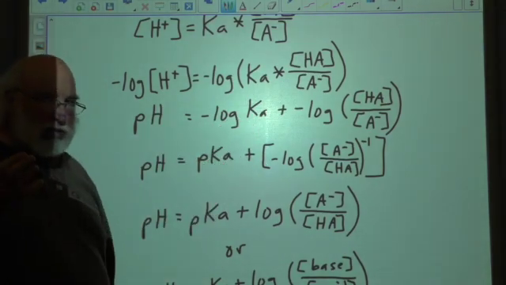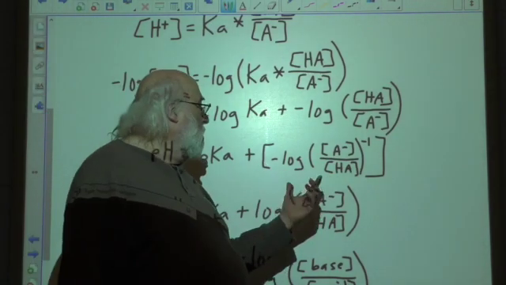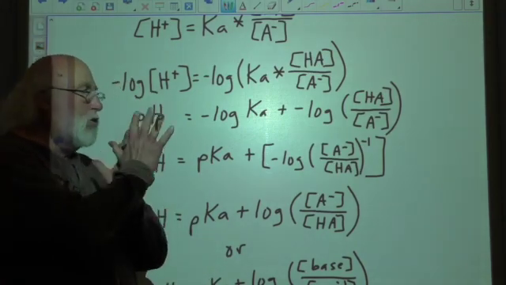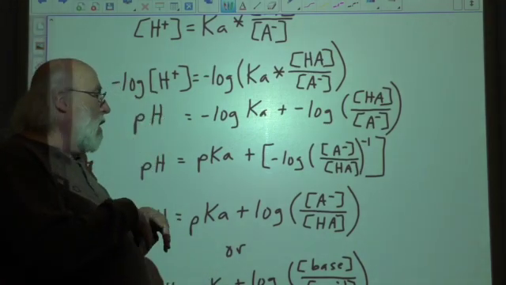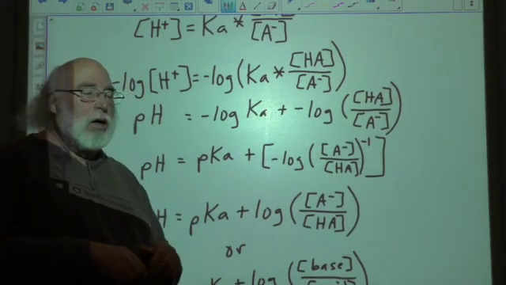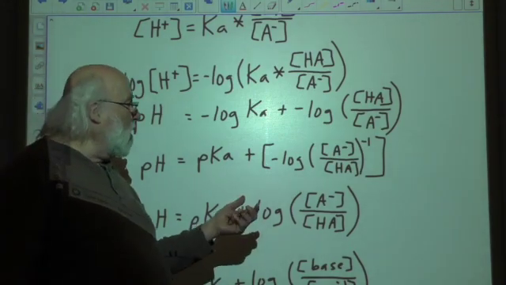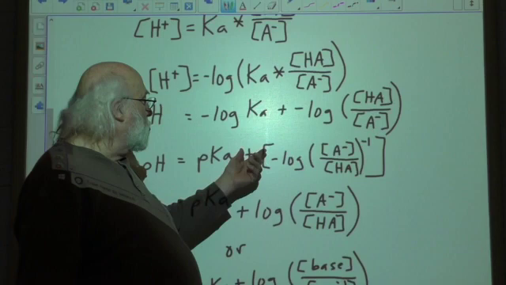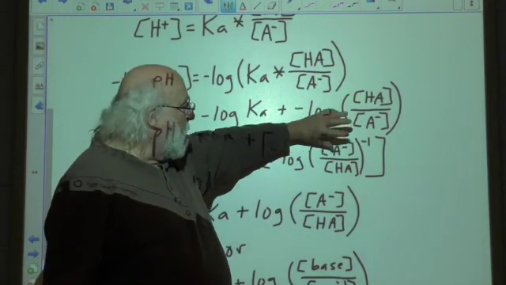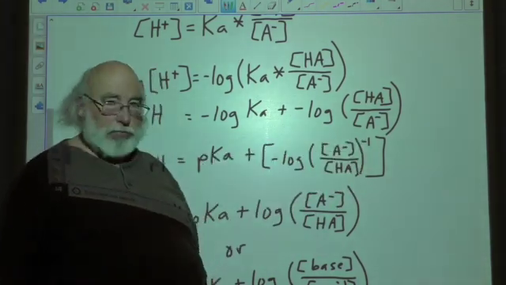Just keep in mind that means negative log of Ka. Now that leaves this over here. Now, the deal with Henderson-Hasselbalch, these German scientists, is they wanted everything to be positive because people make stupid mistakes with negative values. And so what they did was, they didn't want a subtraction here, they wanted an addition. So they took this fraction and flipped it.